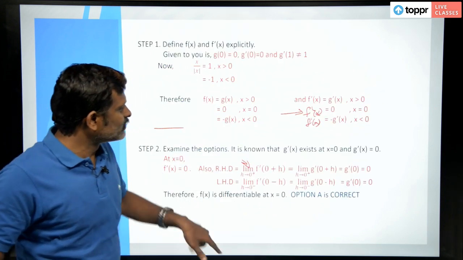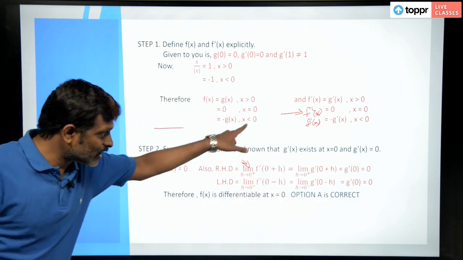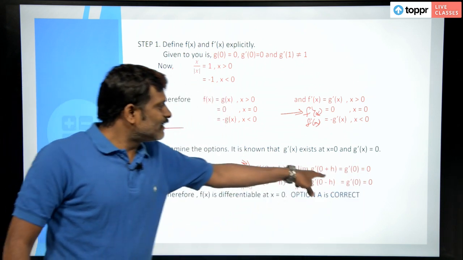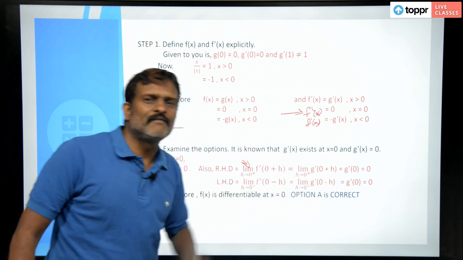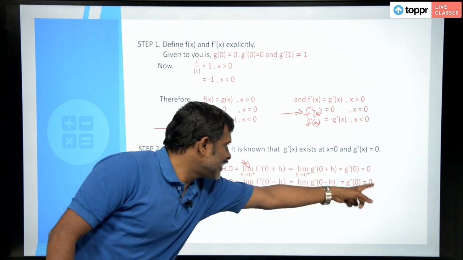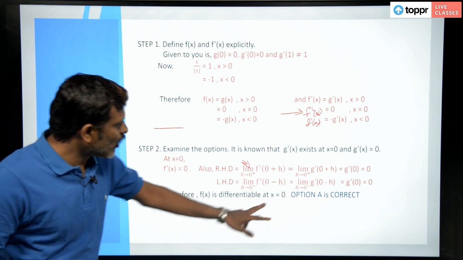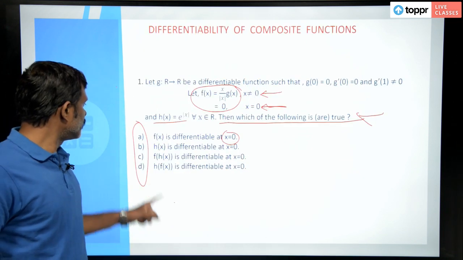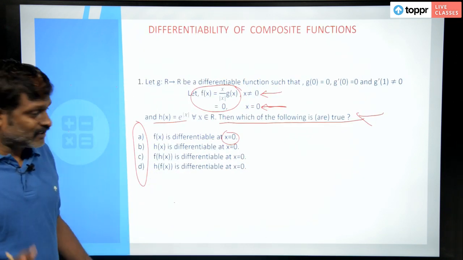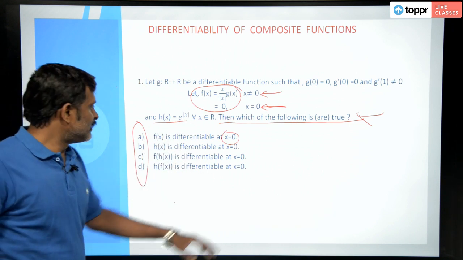So, that is the reason the left hand derivative and right hand derivative are equal. That is the reason f is differentiable here, because its left hand derivative and right hand derivative are equal to the derivative at that point. So, option A is correct. Here the first option is right, but there can be multiple options which are right, so you have to go for the next one also.